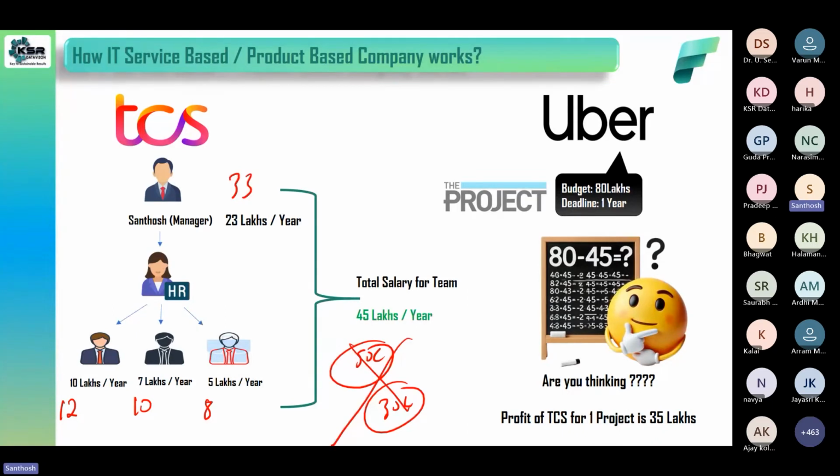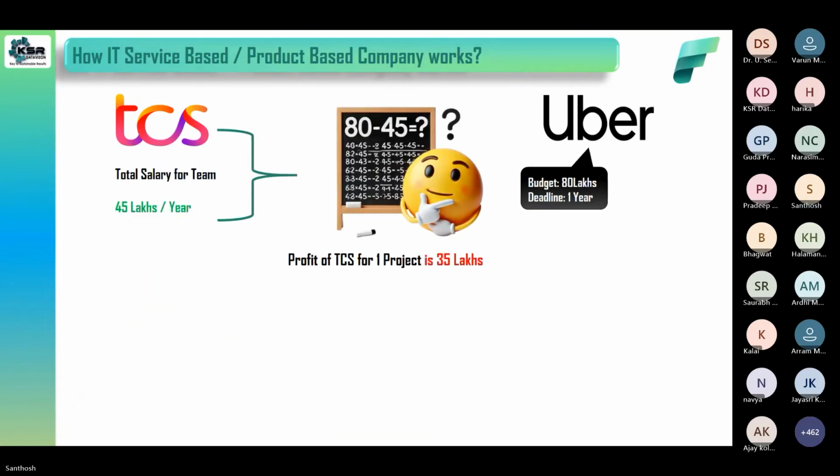In fact, Santosh and the team will always work for getting good people at lesser cost. So where is the 35 lakhs going? In fact, if you go and ask this to your team, you know what they will tell? Boss, are you thinking 35 lakhs is a profit? And that too for one project?